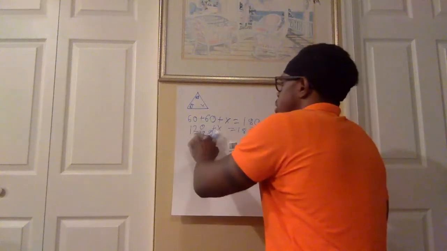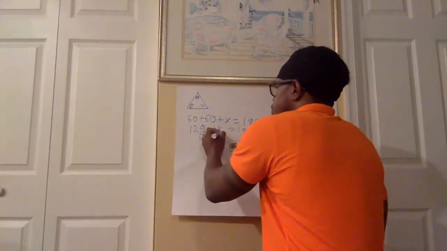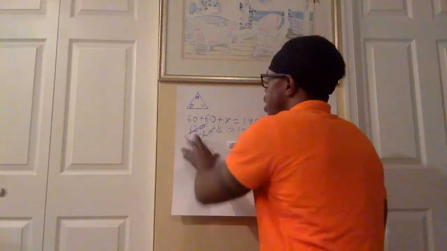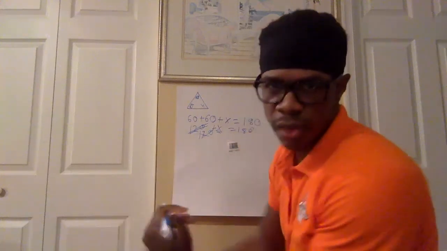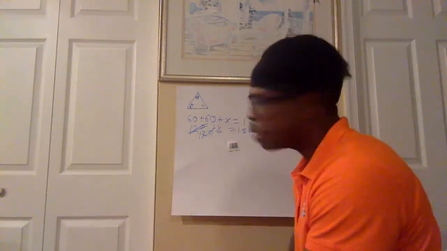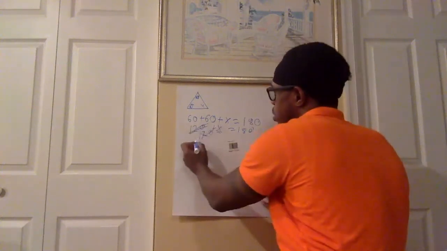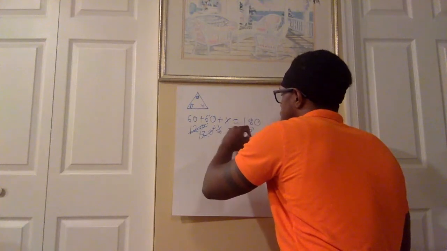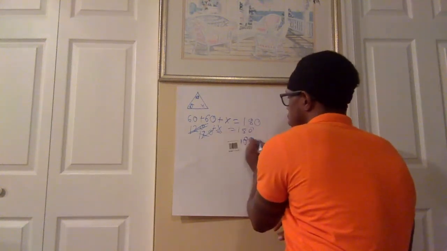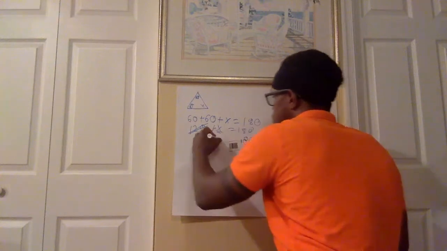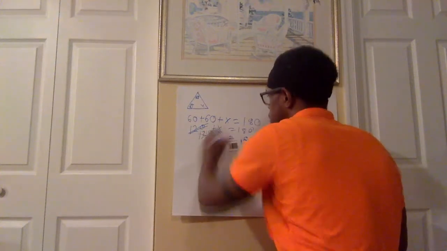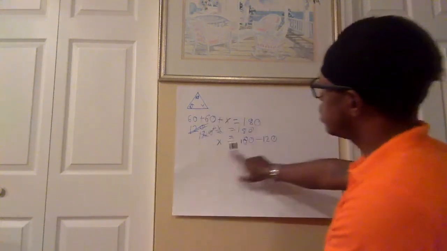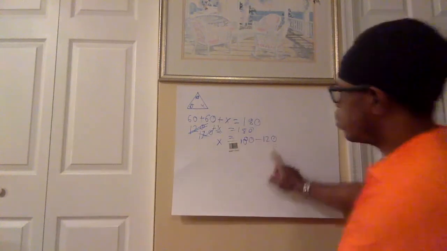What we can do is we need x by itself. So we can take away the 120. Now, what's another word for take away? It means subtract or minus. If we take away the 120 on the left, we have to do the same thing on the other side. So that's going to be 180 minus 120. We leave the x by itself. So we know that x, or the missing angle, is going to be 180 minus 120.